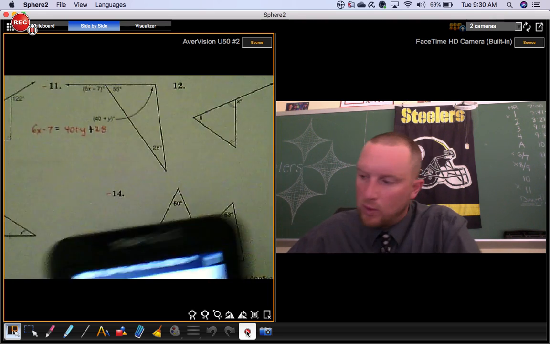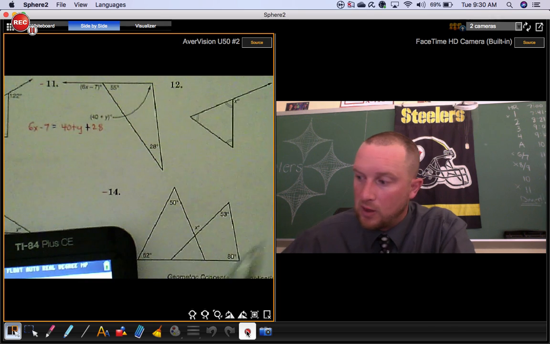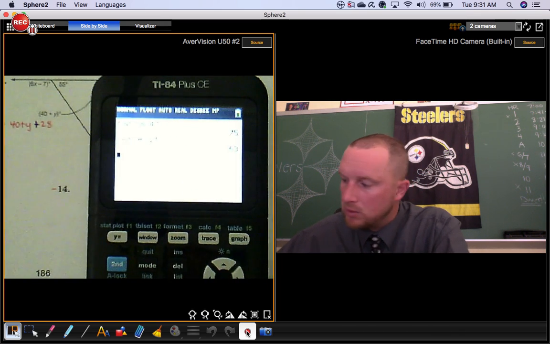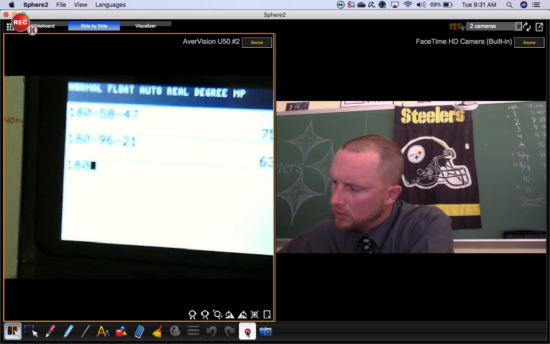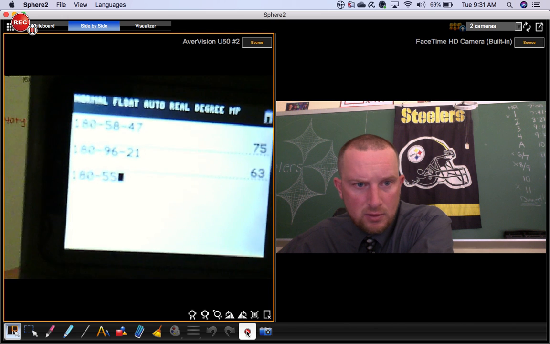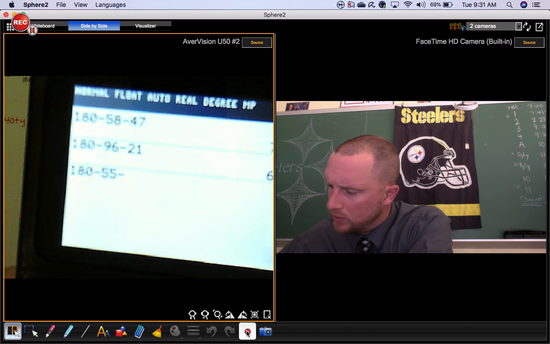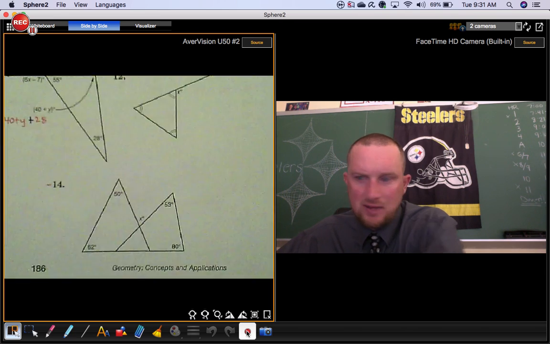So you could figure out what this missing angle up here is, the one that they're calling 40 plus y. You could figure out what that is right now. So that's what we're going to do. So I'm going to do 180 minus 55 minus, what's the other one, 28. That angle right there is 97 degrees.